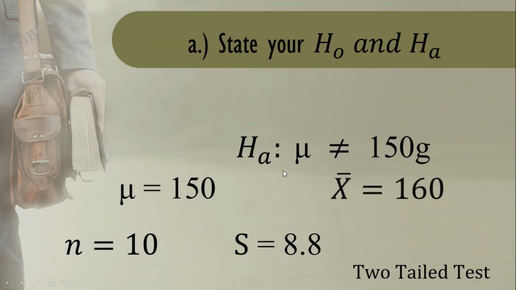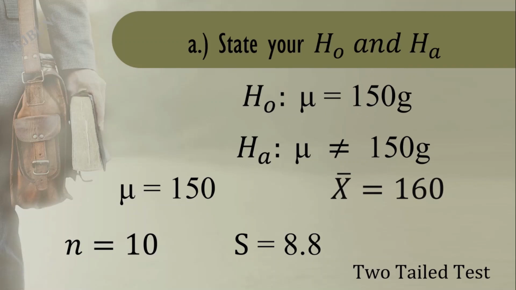So, di ba yung claim ng auditor is the product was not having a standard portion of 150 grams. So, it falls on our alternative hypothesis. So, kaya mu is not equal to 150 grams. So, syempre, yung ating null hypothesis will be mu is equal to 150 grams.